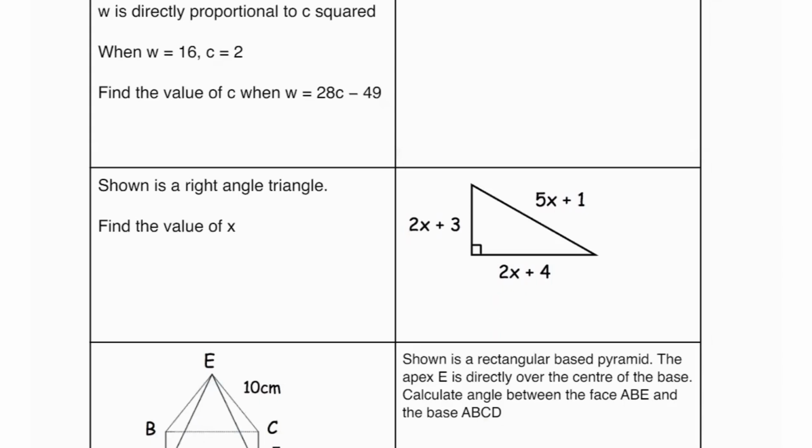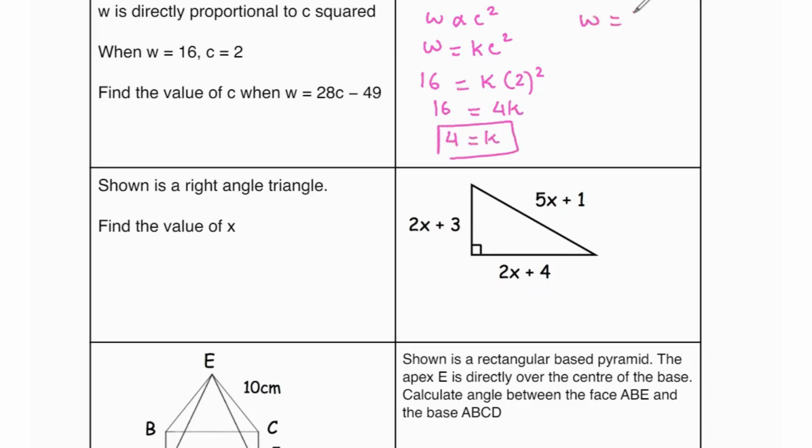Next question says W is directly proportional to C squared. So W equals K times C squared. When W is 16, C is 2. So let's find the value of K, which is the constant of proportionality. 16 equals 4K and 4 equals K, which means W equals 4 times C squared.